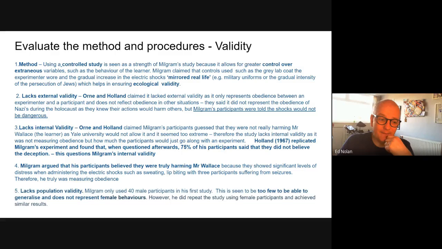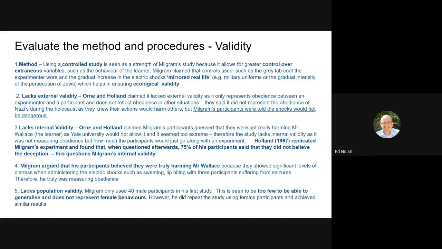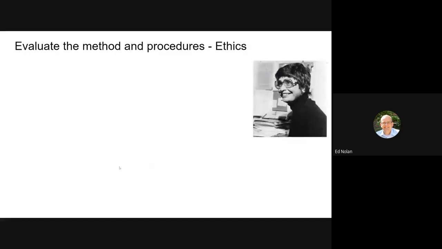So in a question, if you had one on validity, you could present these arguments. What did Milgram argue as to why it was valid, and what were Orne and Holland's arguments? The other aspect of it is 40 males from the New Haven area. Does that have population validity? Does that represent what happened in Germany or Papua New Guinea or what happens in Darlington? There weren't enough people. They were all male and they were all from a certain area. This lacked population validity.